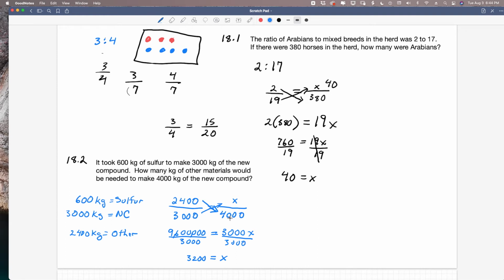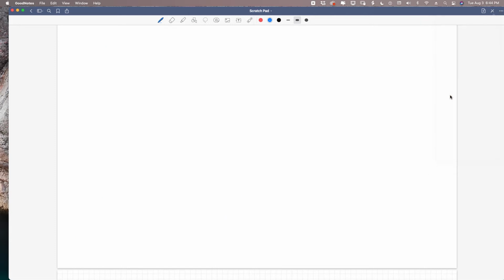So when we talked about transversals and similar angles. So now we're going to talk about similar triangles. So let me clear the page, pause and take notes if you need to. And let's jump right into 18.3.